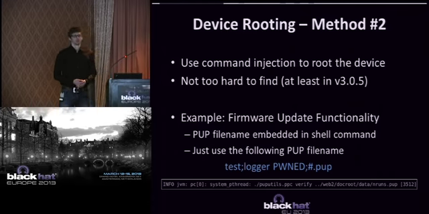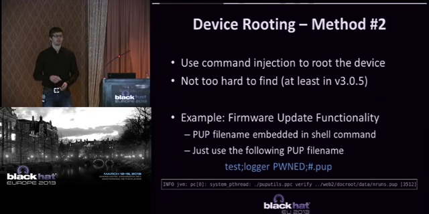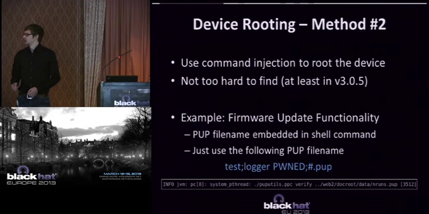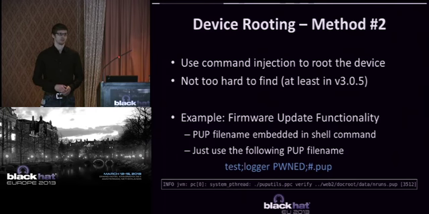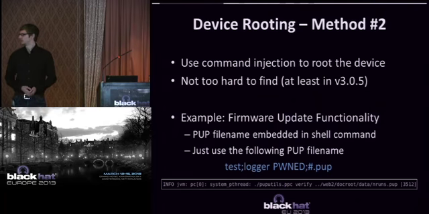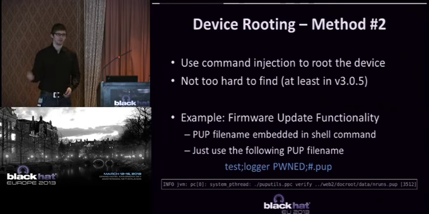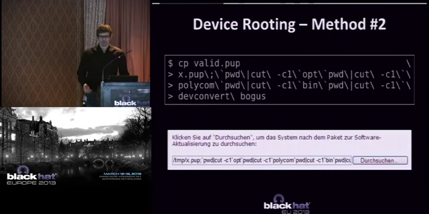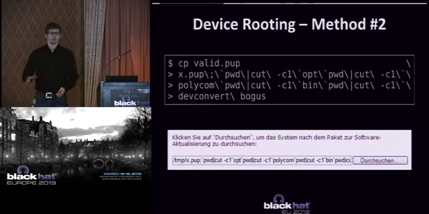And just as a demonstration, we used the command injection inside the firmware update functionality itself. It turns out if you want to update the device, you upload a pub file via the web interface, and when it wants to verify this file, it passes this to a shell command, which is calling the pub utils binary again, but there's no input validation at all. So you can just upload a file called test logger pwn something, which will successfully execute your logger command. And to root the device, again, you just upload a file which calls, for example, the devconvert script.